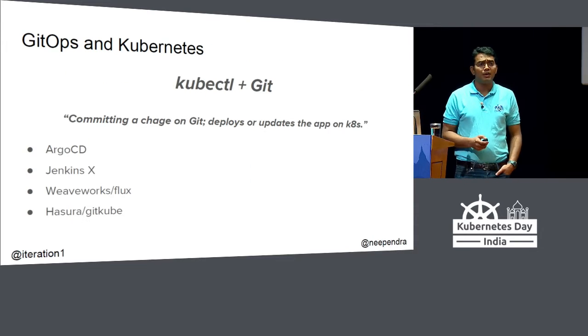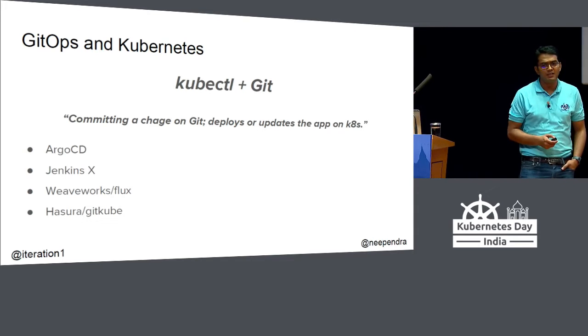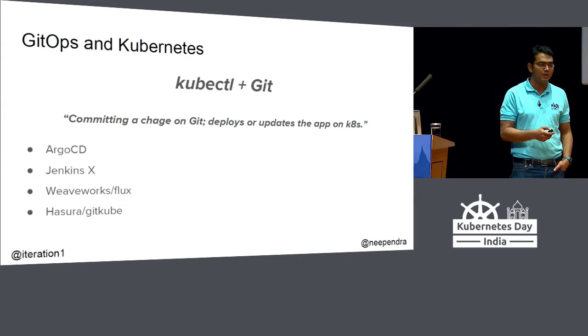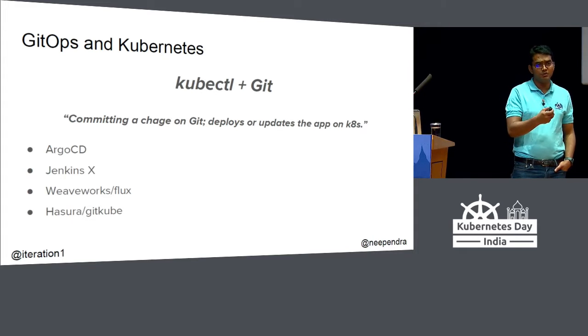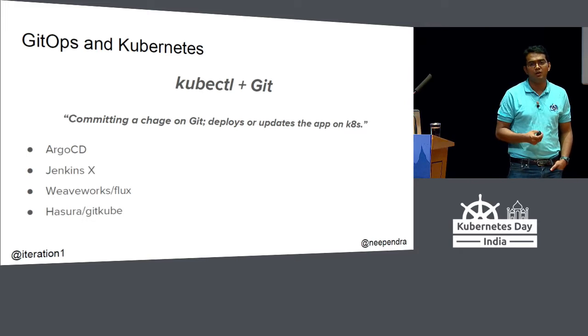Then there's the concept of GitOps. You might be hearing more about it. With GitOps, it's like kubectl plus Git. So nobody runs the kubectl command on production. What you do is you have a Git repository where your ops team does a check-in of the code, which is the command.